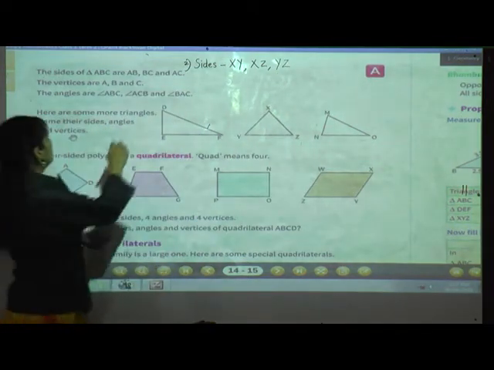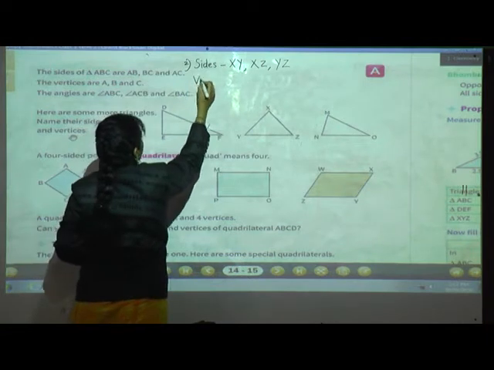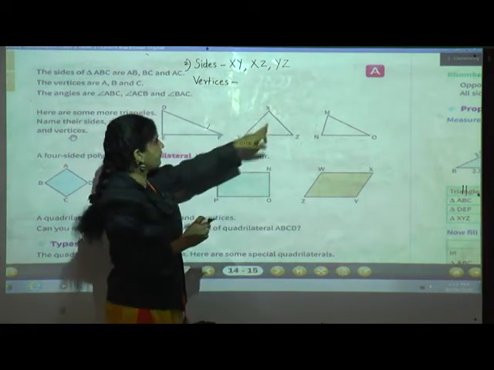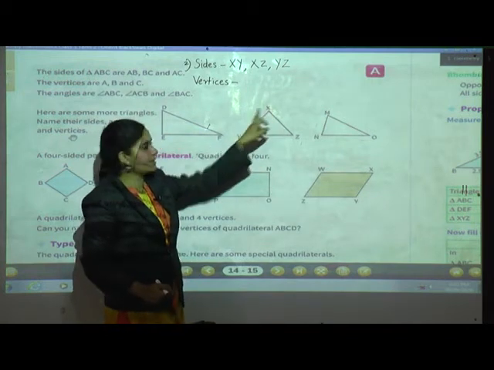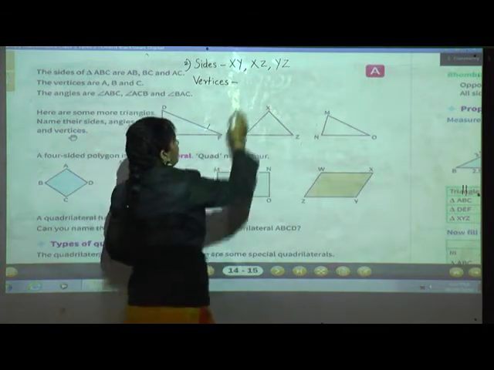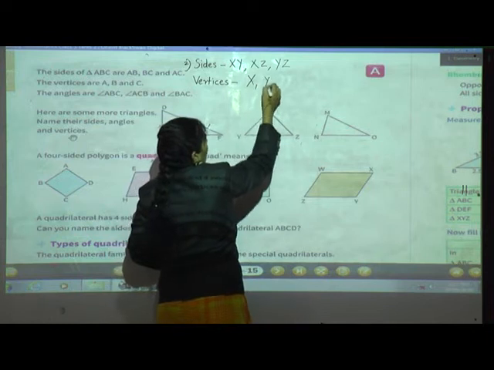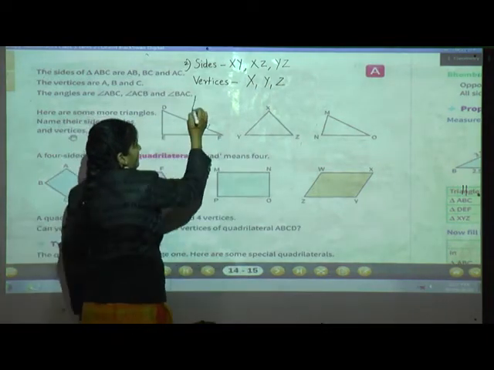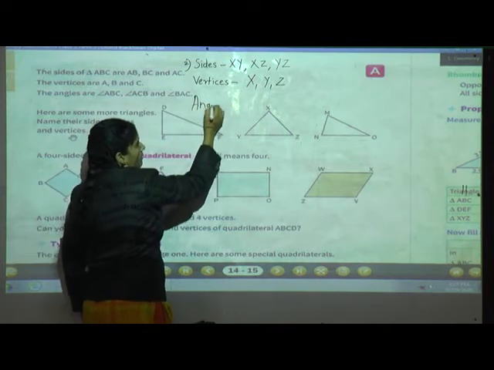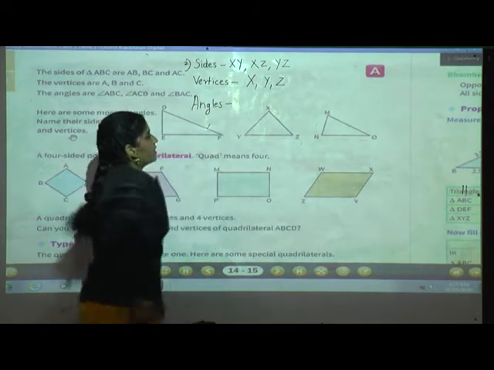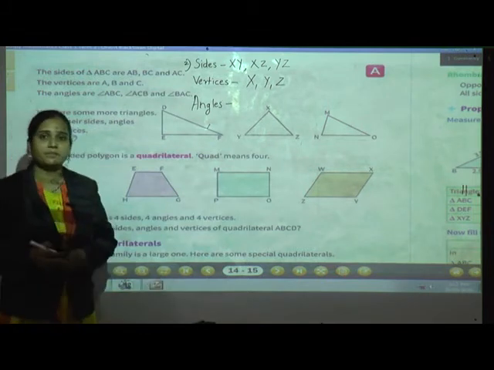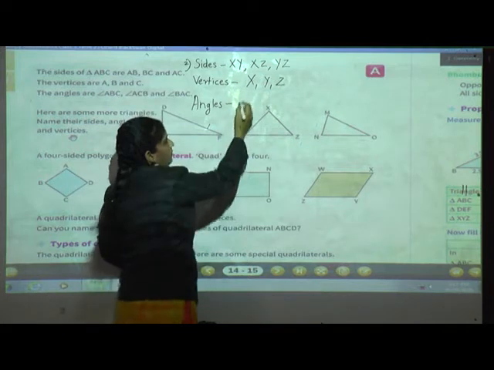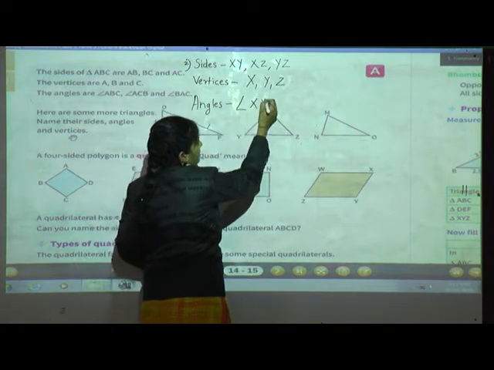Again, vertices. What are the vertices here? Which are they? X, Y and Z. Then angles. Yes, students? Angles. Tell me. Angle XYZ.